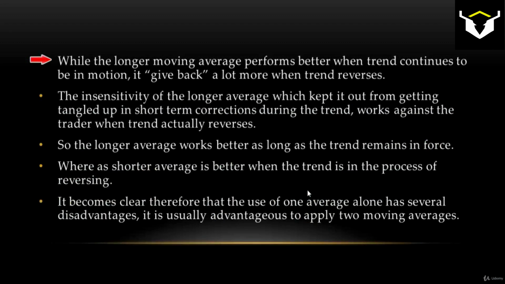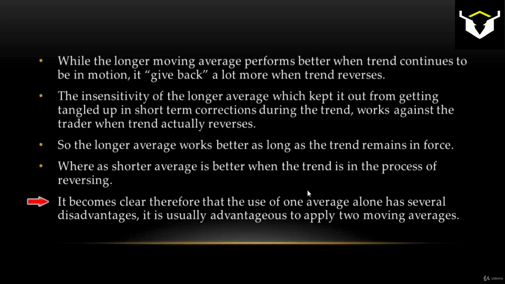While the longer moving average performs better when the trend continues to be in motion, it gives back a lot more when the trend reverses. The insensitivity of the longer average, which kept it out of getting tangled up in short-term corrections during the trend, works against the trader when the trend actually reverses. So the longer average works better as long as the trend remains in force, while a shorter average is better when the trend is in the process of reversing.